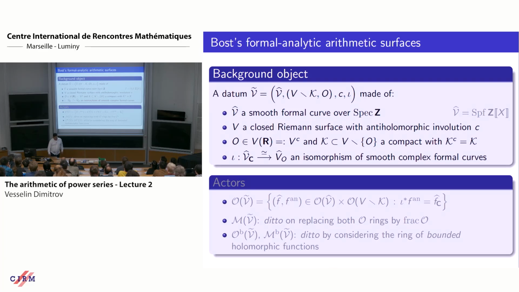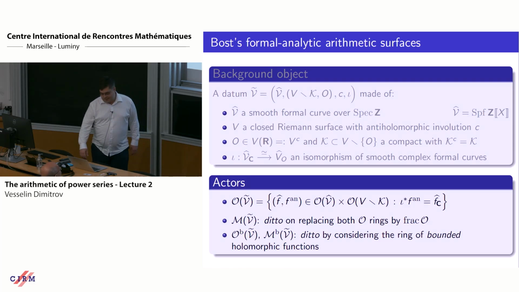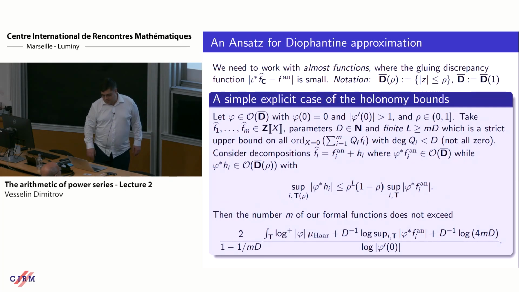But if you prefer these, the theory of Post's formal analytic arithmetic surfaces allows us to consider some kind of gluing of a formal, like an arithmetic thickening of the complement of a compact in a closed Riemann surface, and ties the holonomy bounds to potential theory and the tools of Arakelov geometry. So the double integral in Yunqing's talk was an arithmetic self-intersection number. Instead, I will want to convey a simple explicit bound, not just effective, but completely explicit.